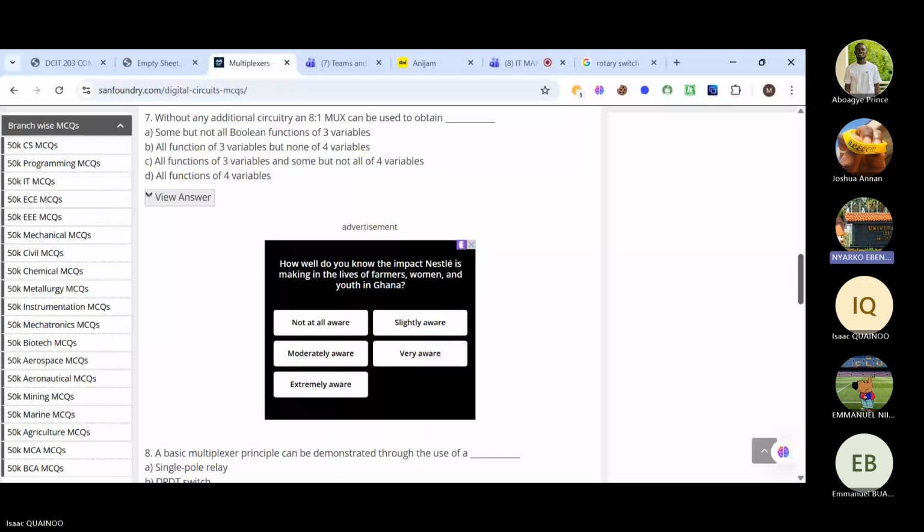Please, it's A. All functions of all variables. I'm in for A. Okay, so D. I'm saying D. Going to say D. Okay, so I think D is correct.